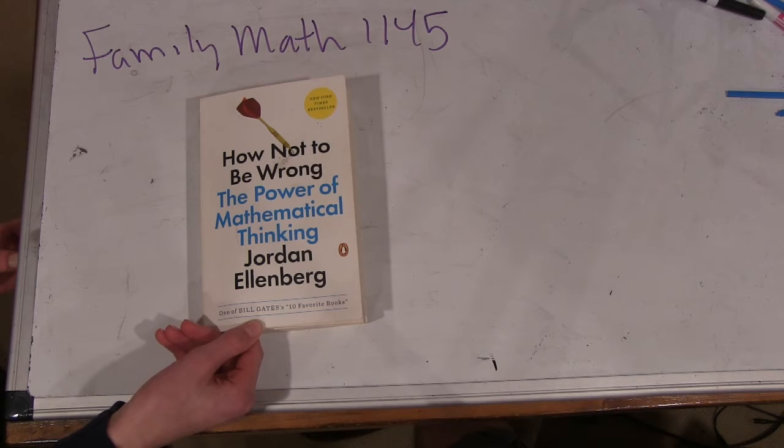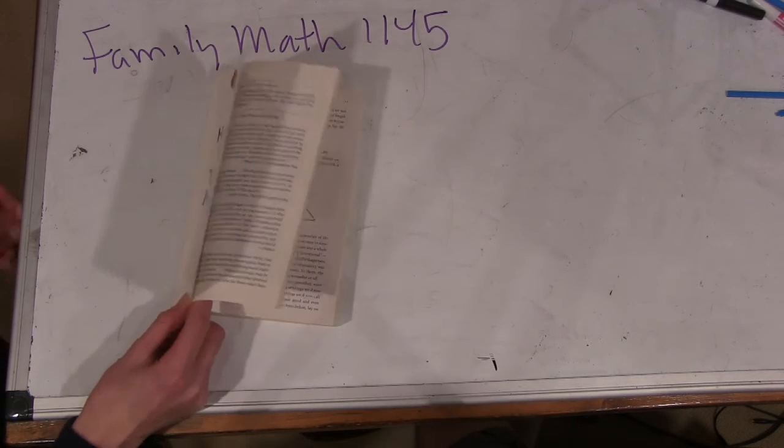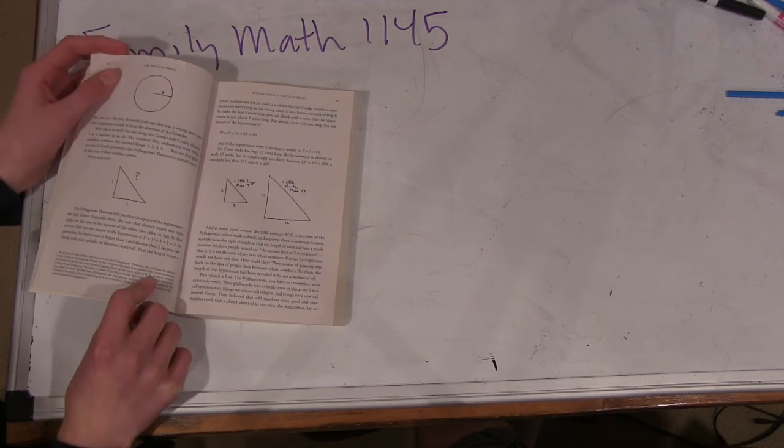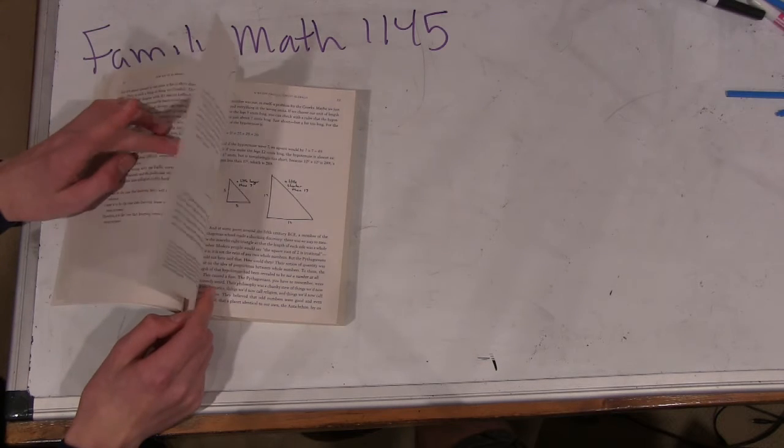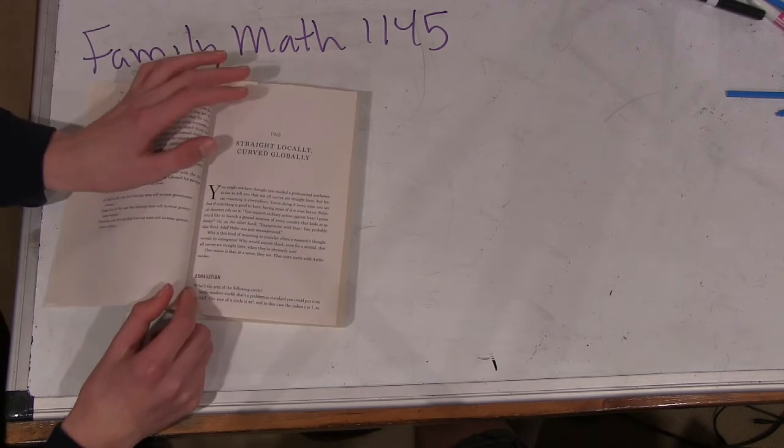For this month, you're going to be reading "How Not to Be Wrong" by Jordan Ellenberg. And what are you on, chapter 3 now or 2? I just read chapter 2. Okay, and I asked you to pick out 3 things from chapter 2 you thought were interesting. And what were they?